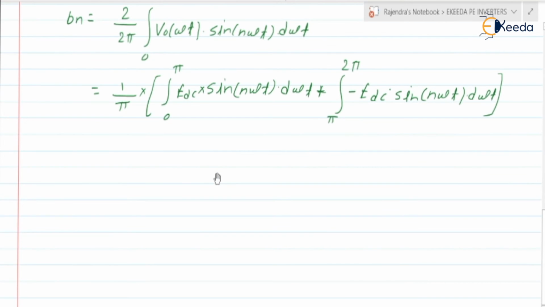Can we simplify it? Yes. We can take Edc outside, so it is Edc by pi into, the integration of sin of n omega t, which is minus cos of n omega t divided by n. Now put the limits.